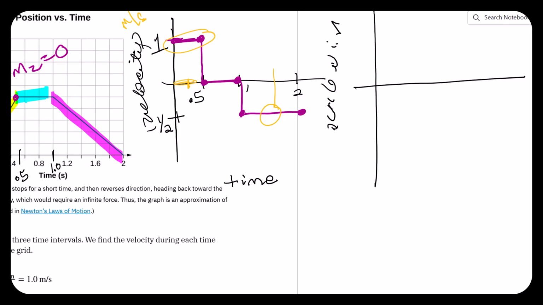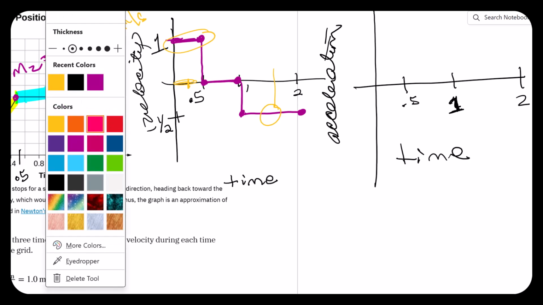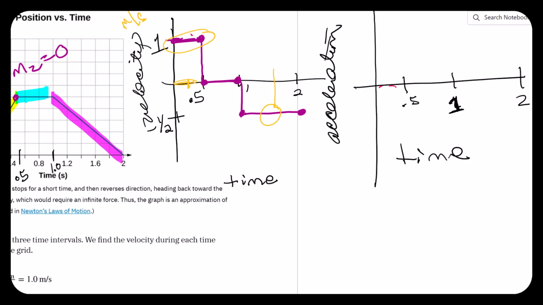Acceleration with respect to time. That was supposed to say acceleration, but it's with a bad marker. Okay, so I've again got my breakpoints here, here, and here. Now look, what's the slope of this one? 0. What's the slope of the next one? 0. What's the slope of the next one? 0. So essentially, there's no acceleration because we're always going at a constant velocity.